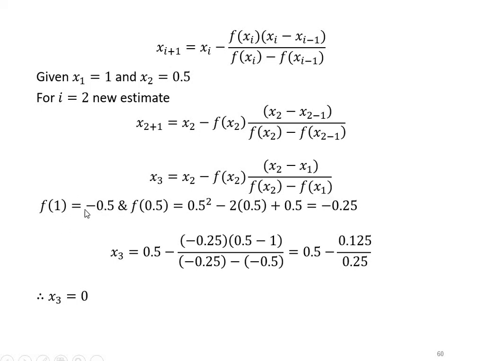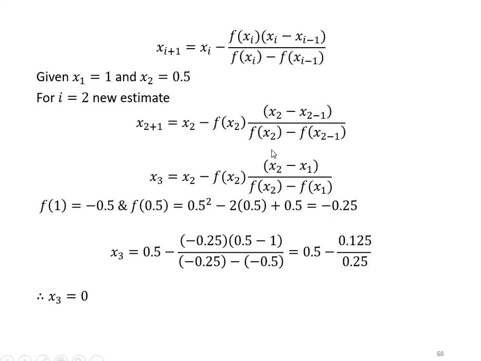Remember from the previous slide, we computed f of x1. So f of x1 we have, but f of x2 we don't have. So we compute f of x2. Remember x2 is equal to 0.5. So we substitute in our function f, for x equal to 0.5. So this would be 0.5 squared minus 2 times 0.5 plus 0.5. This will give us minus 0.25.